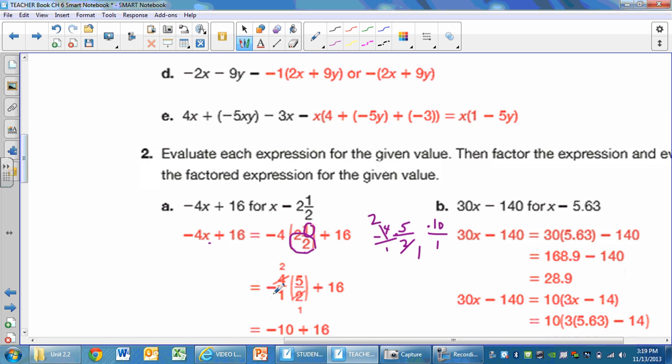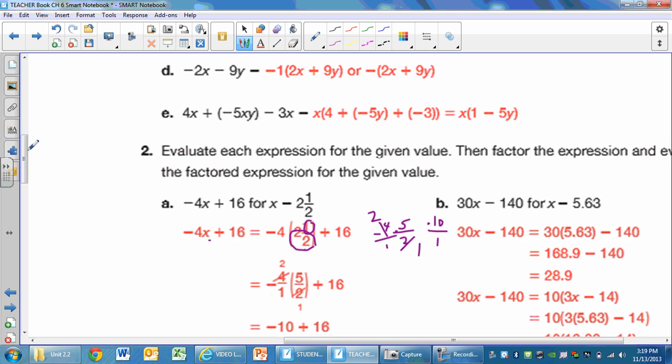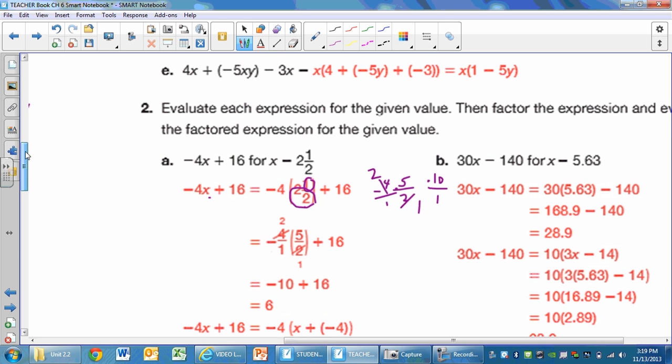And that's how the book did it here. So they get negative 10 plus our 16. I have $16 and I spend 10. How much money do I have left over? I have 6 left over.